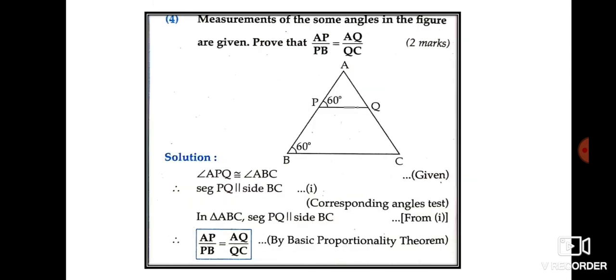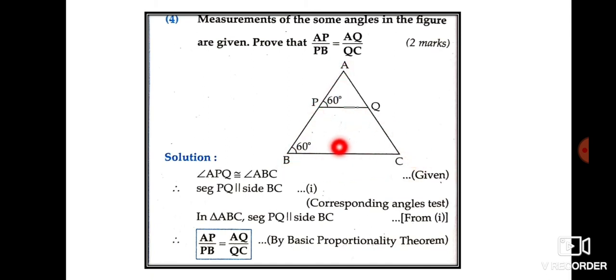Now we go to the fourth sum. Measures of some angles in the figures are given. Prove that AP upon PB is equal to AQ upon QC. Now look into the triangle ABC. So what comes in the picture is again BPT. If you can prove PQ parallel to BC, then we can say that AP upon PB is equal to AQ upon QC. So let us take these two triangles, APQ and the bigger triangle ABC.